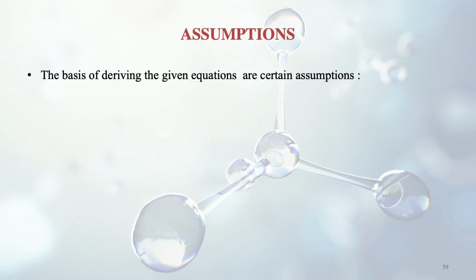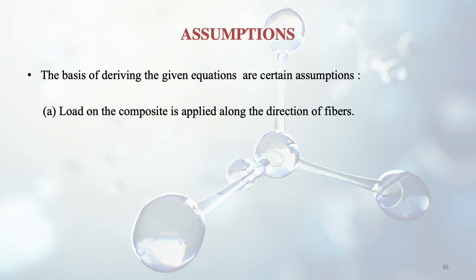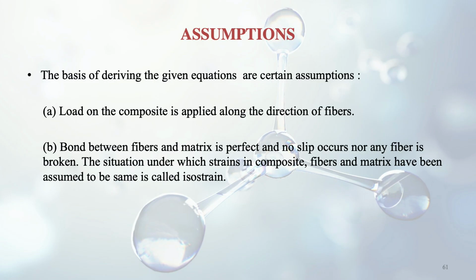Certain assumptions were taken for deriving these equations. The first one was that the load on the composite is applied along the direction of the fibers. These are very directional things, so if it were applied in the perpendicular direction, it would be completely different, and these equations would not hold. The second assumption is that the bond between the fibers and matrix is perfect, and no slip occurs, nor is any fiber broken.